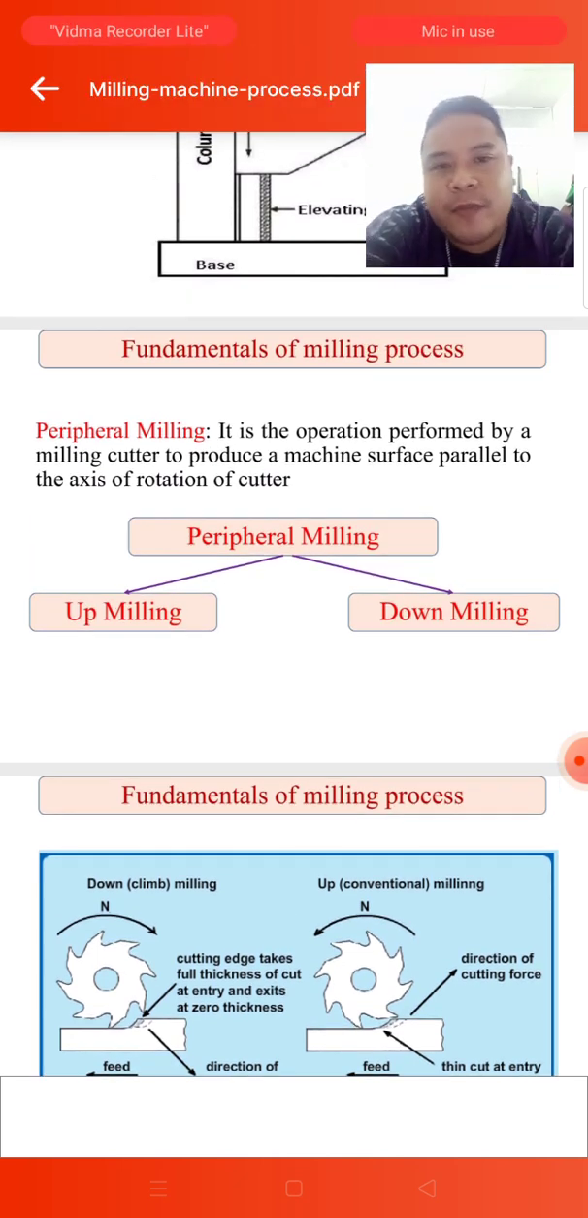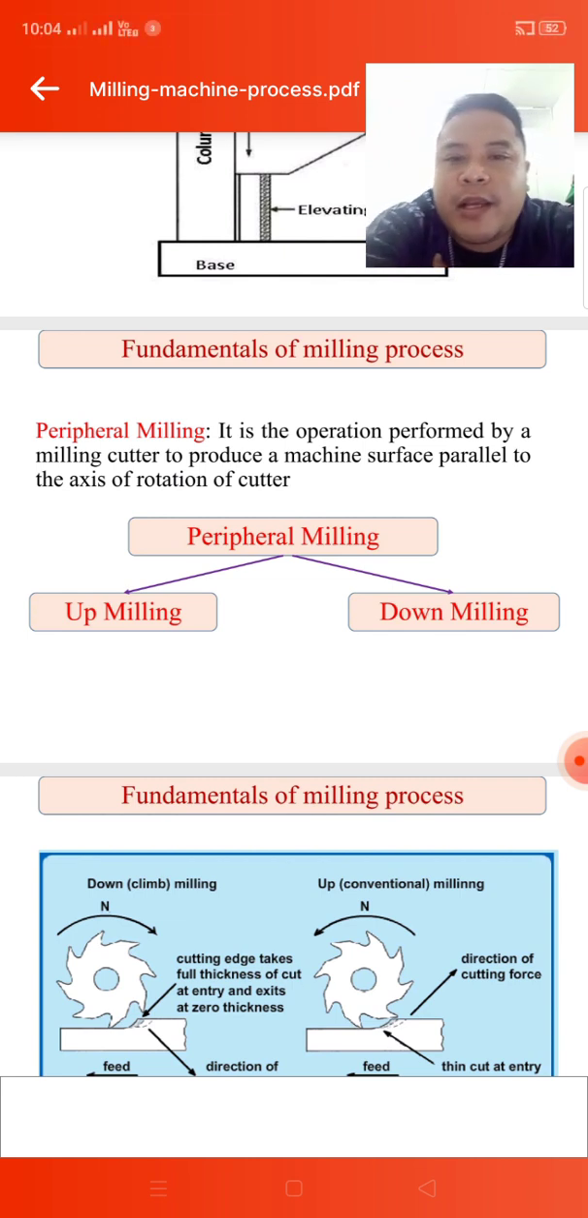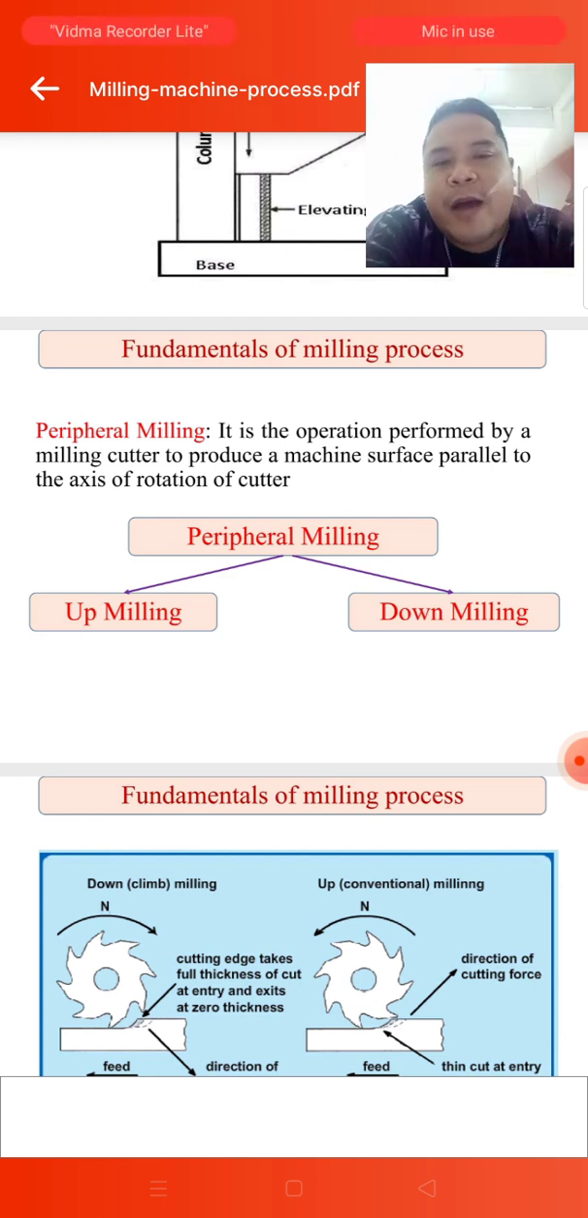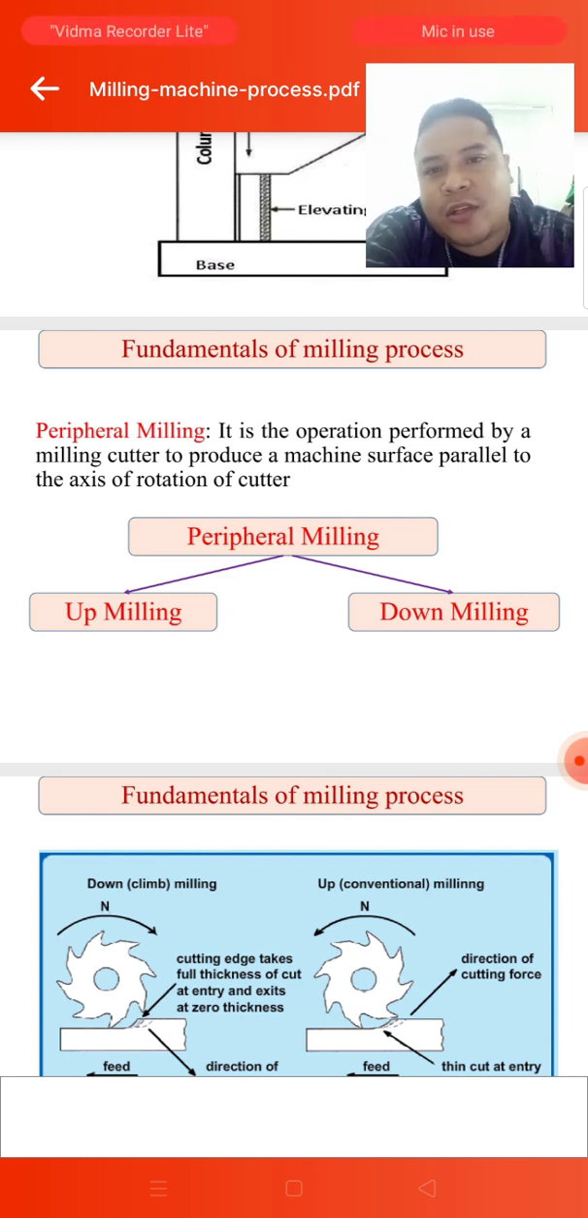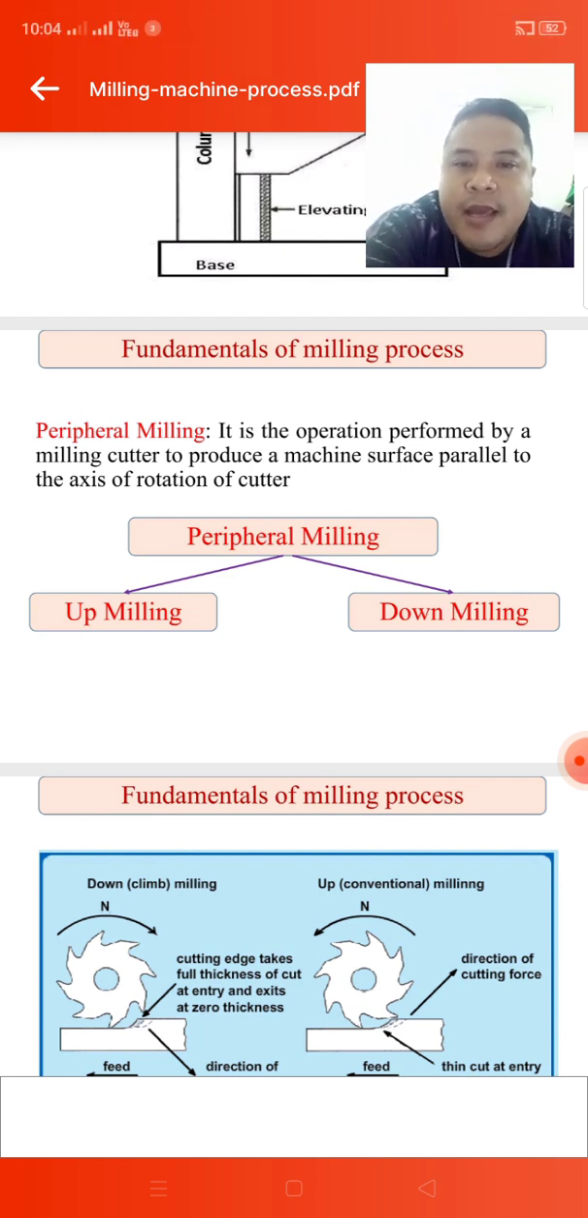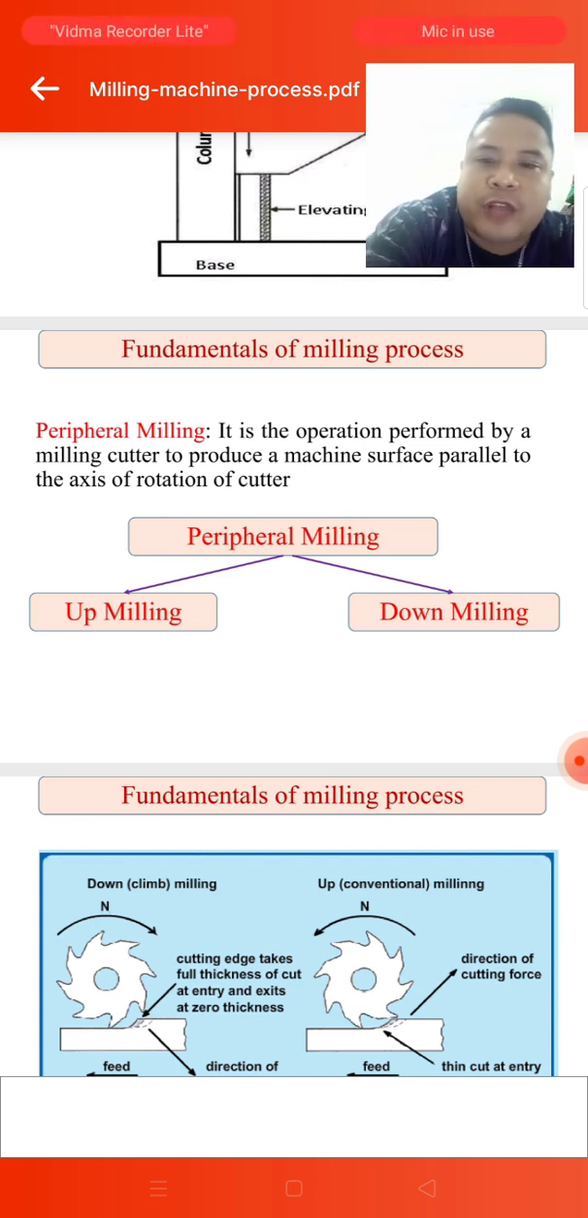Okay, sa fundamentals of the milling process, we have the peripheral milling nga gitawag. It is the operation performed by a milling cutter to produce a machined surface parallel to the axis of the rotating cutter. Peripheral milling because nag-move siya peripheral or parallel to the axis of the cutting tool and between the cutting tool and the workpiece, no, mao gitawag nga peripheral. Then under the peripheral milling, we have two types of milling process. Number one is the up and the second one is the down milling.